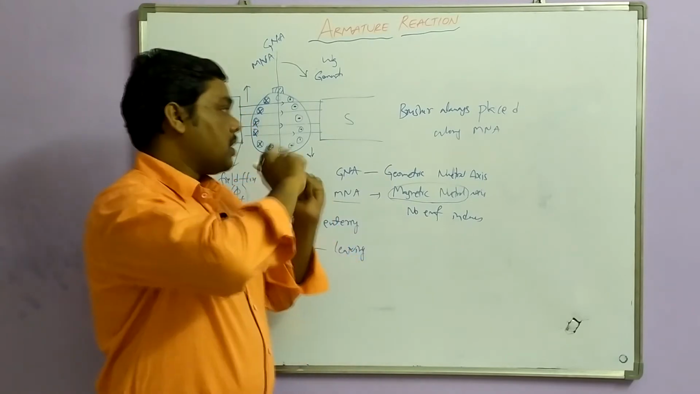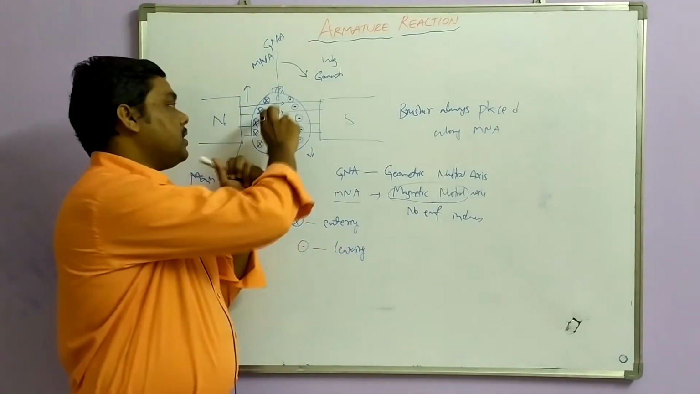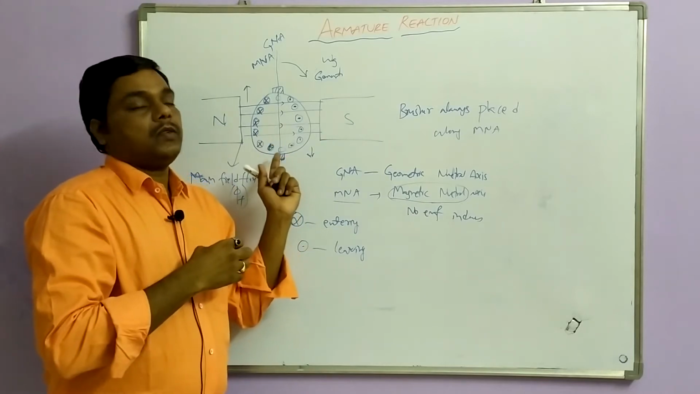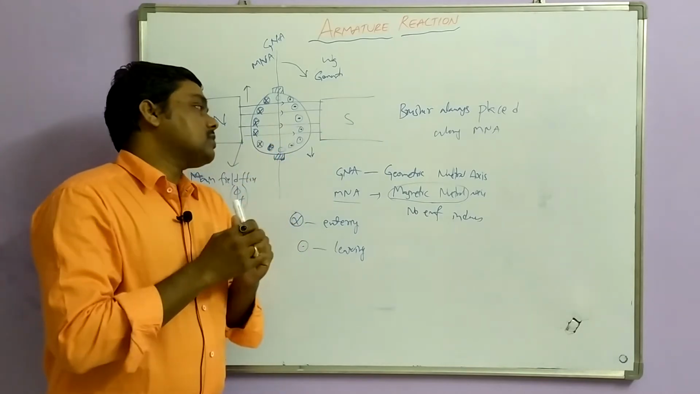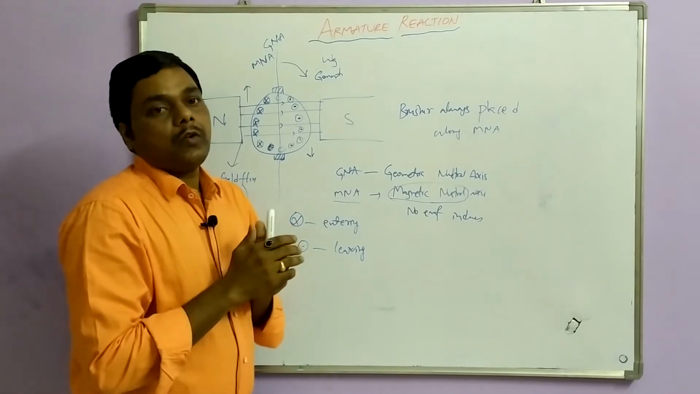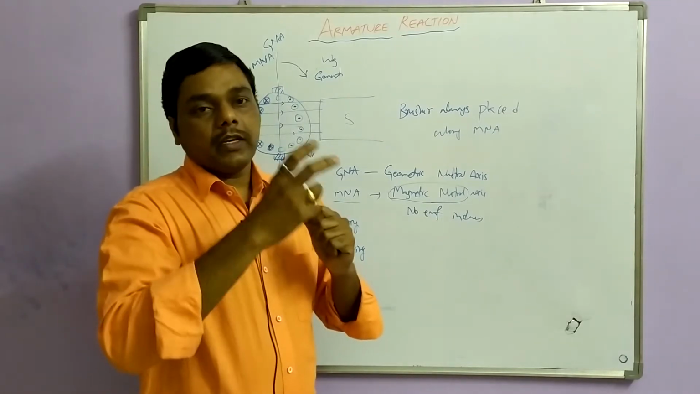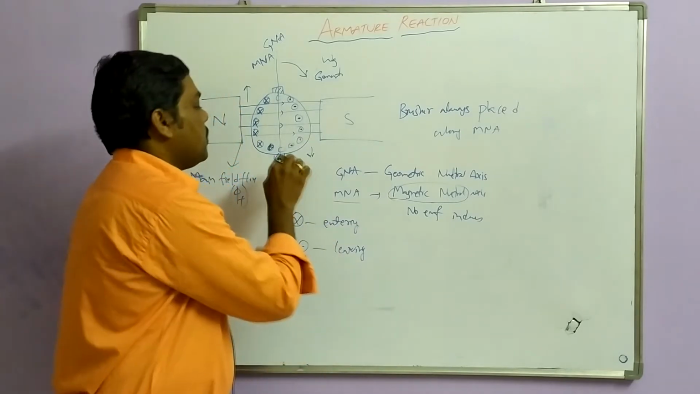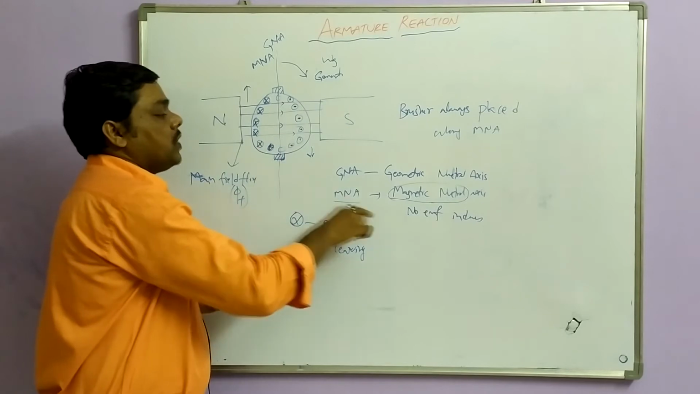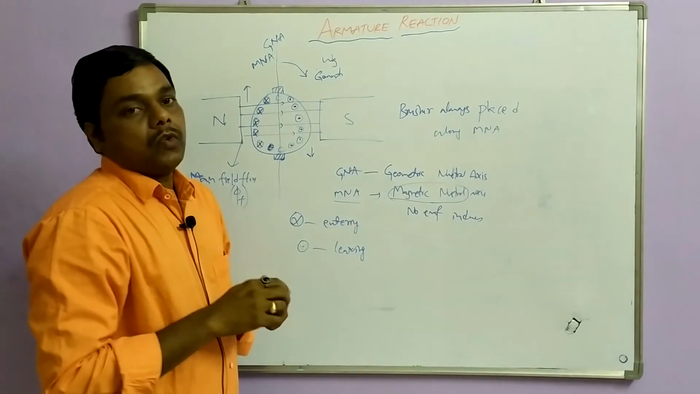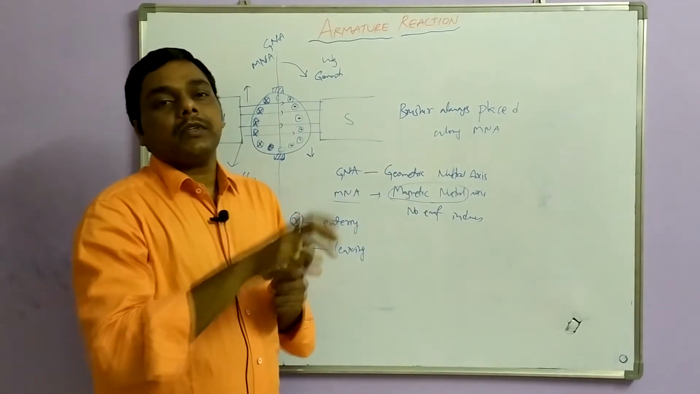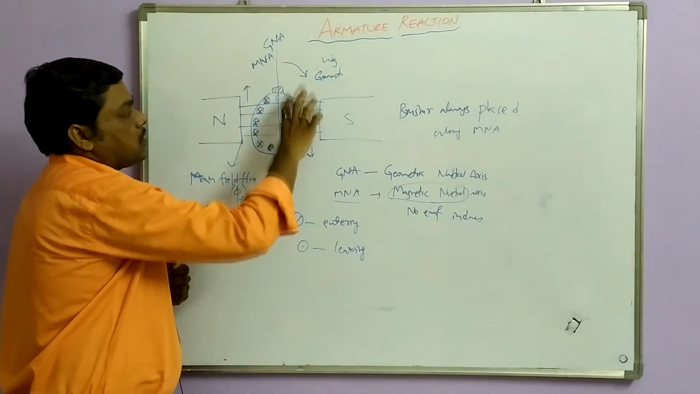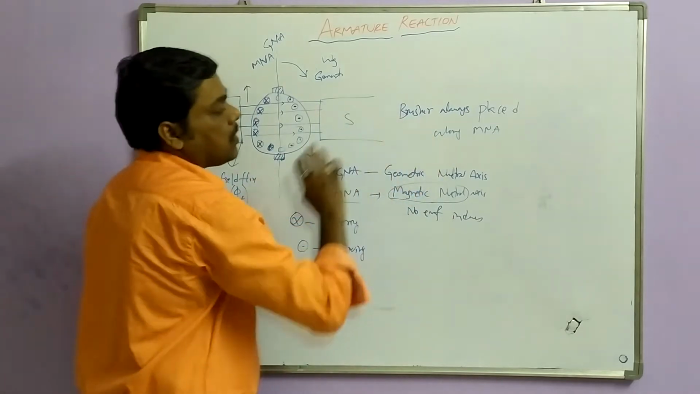So the commutator is rotating, and these brushes are going to collect the current from these segments. If any current is shorted, then there is sparking at the commutator segments. So that's why you have to place the brushes where there is no EMF. When the brush shift takes place, the current will be reversed. So that's why the brushes are always placed along the MNA.